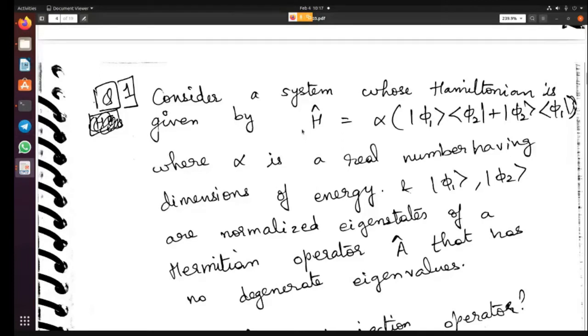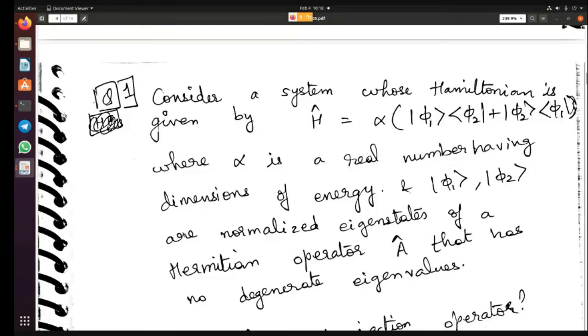So this is one of the problems which I found very interesting. Consider a system whose Hamiltonian is given by this operator. As you know, this is an operator and this is also an operator, and so the addition of the two operators will also be an operator. So this is your Hamiltonian operator, where alpha is a real number. So alpha is just a number, a real number, so it's not complex. You don't have to take alpha star or anything. This is just real, having dimensions of energy. Phi 1, phi 2 are normalized eigenstates of a Hermitian operator A that has no degenerate eigenvalues.